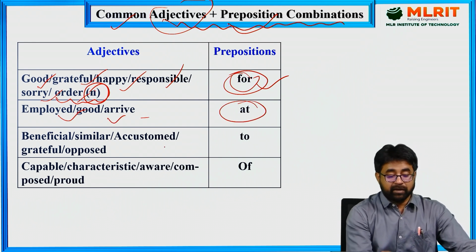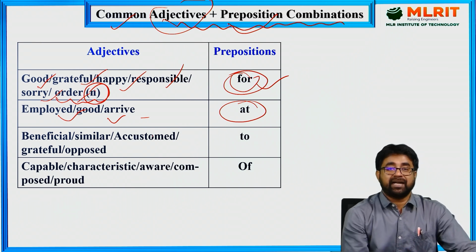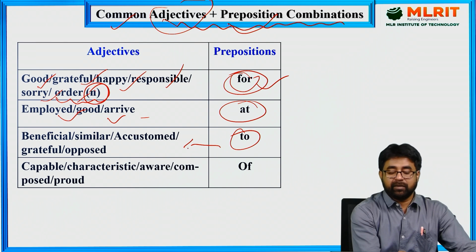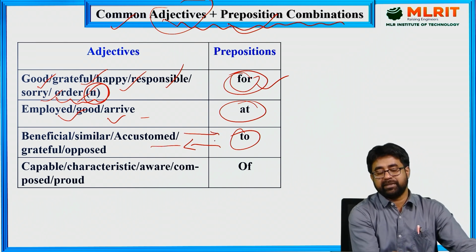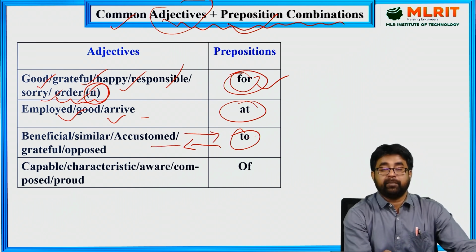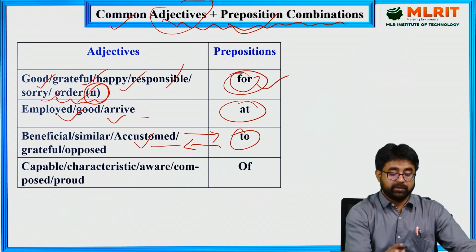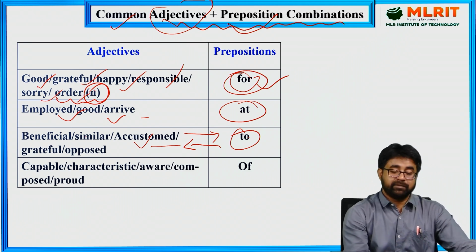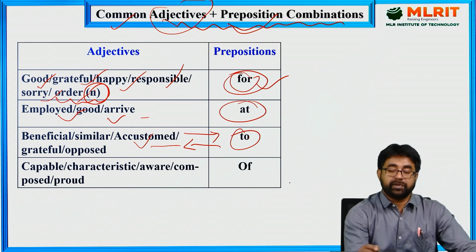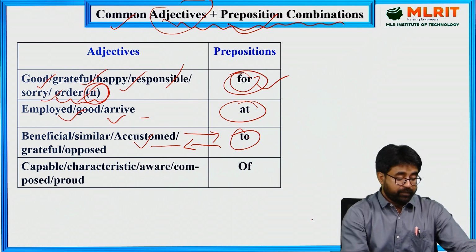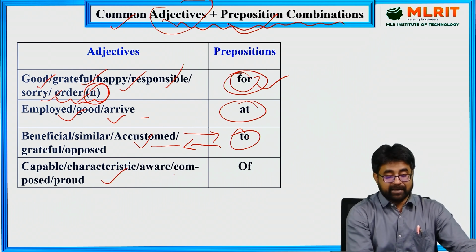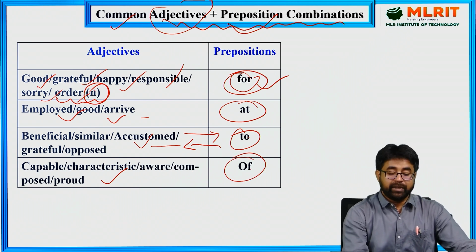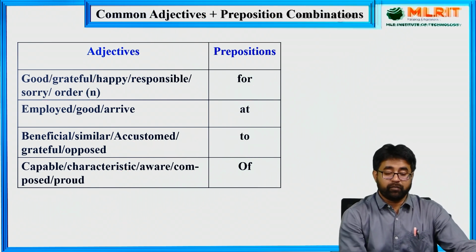Beneficial, similar, accustomed, grateful, opposed. I am accustomed to his torture. To. You can see these adjectives will always take this particular preposition. So in the left side column, you can find the list of adjectives that take a certain kind of preposition, which is in the right column. So capable, characteristic, aware, composed, proud. After all these, we use this particular preposition, of.